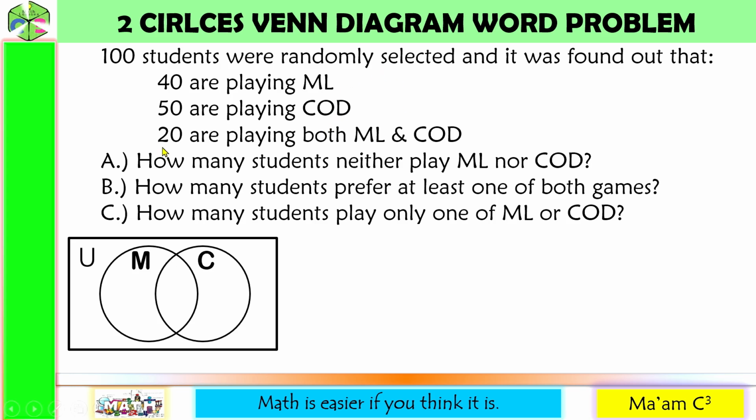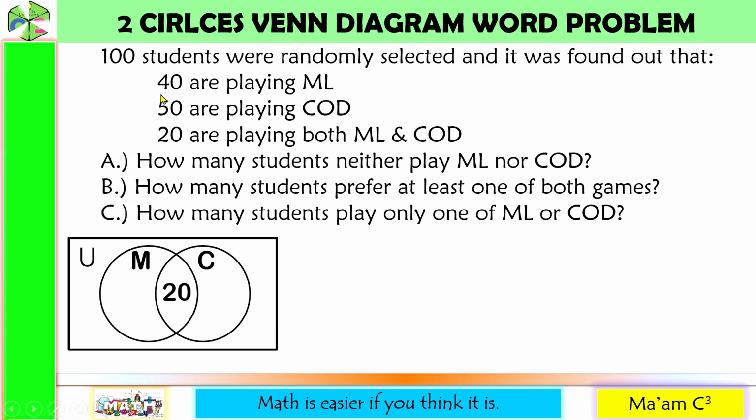The technique in solving word problem involving two circles is to start with a number that contains both sets. So we have here 20 are playing both ML and COD. So that is the intersection of set M and set C. So we're going to put 20 here.